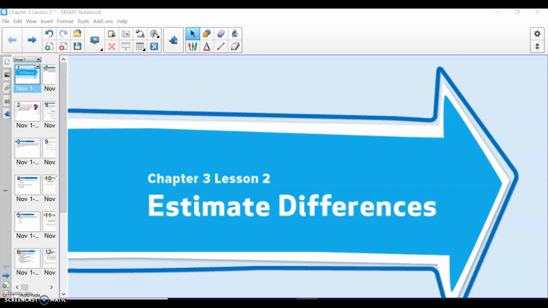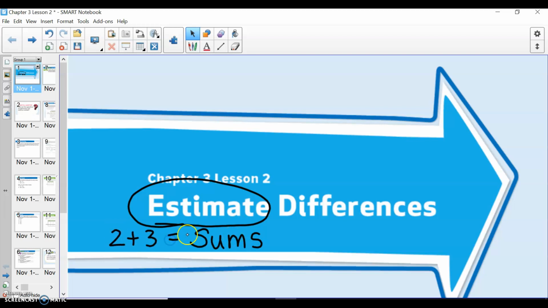Hello, third graders. In today's lesson, we are going to estimate differences. Now, hopefully this word estimate sounds familiar to you because when we estimate, that means that we're going to round. We aren't going to use the actual answers. We've already practiced with estimating, only we have so far estimated this word, sums. Now, a sum is the answer when you add two numbers. The answer that you get, that is called a sum.